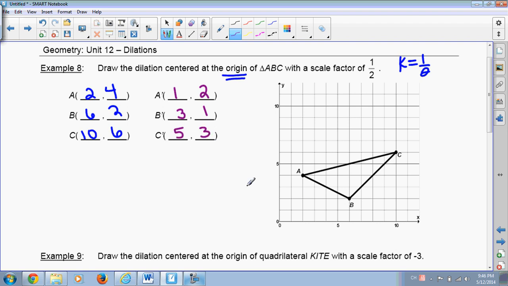So let's go ahead and plot and reconnect our new triangle. (1, 2) would be A prime. (3, 1) would be B prime, and (5, 3) would be C prime. So this would be a reduction centered at the origin. I'm going to go ahead and connect to show you my new triangle.